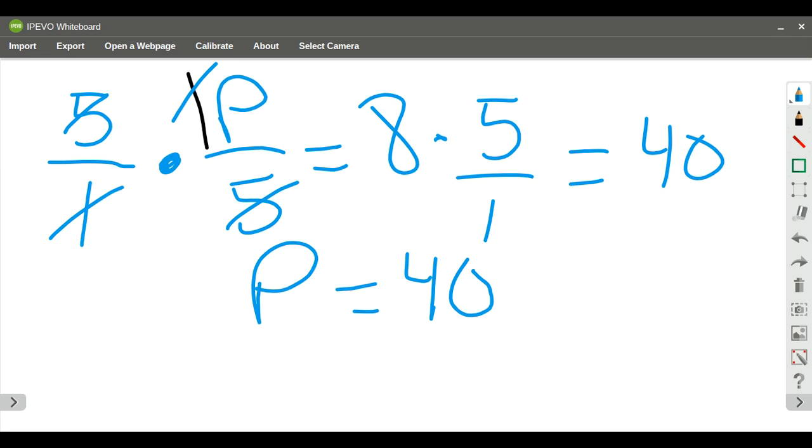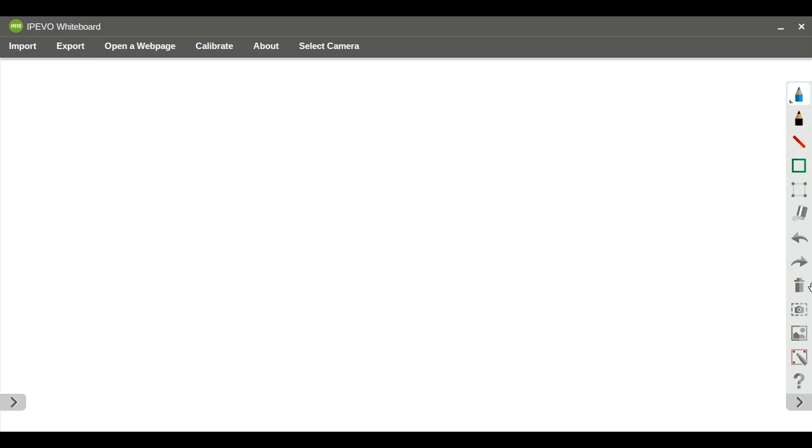Now you're probably thinking to yourself, Miss Strong, I could have just multiplied both sides by 5 and found the answer. You're absolutely right. But I wanted you guys to be able to see that for a variable over a number, so written in fraction form, I still multiply by the reciprocal. And the reciprocal in this case is going to be 5 because my fraction was p over 5. Okay, so let's take a look at another one of those.